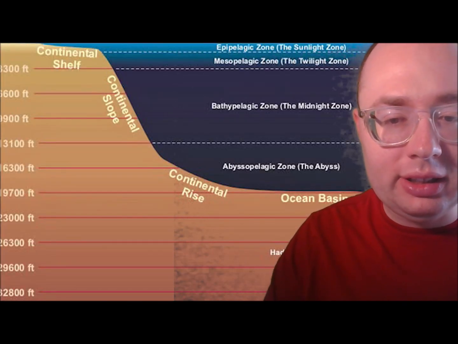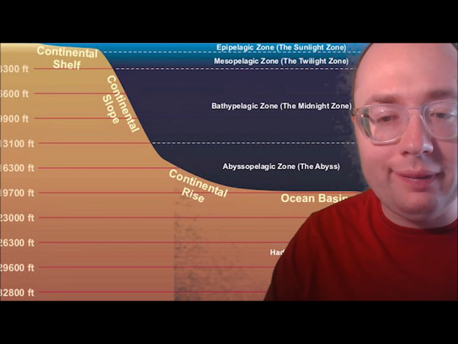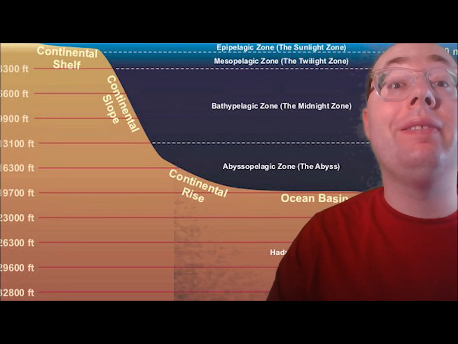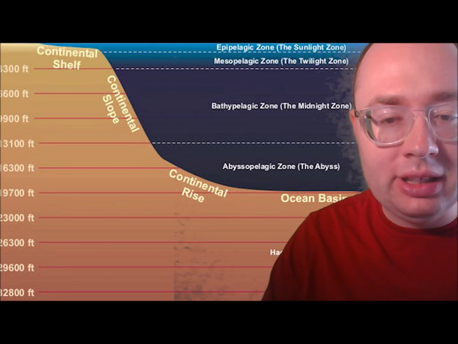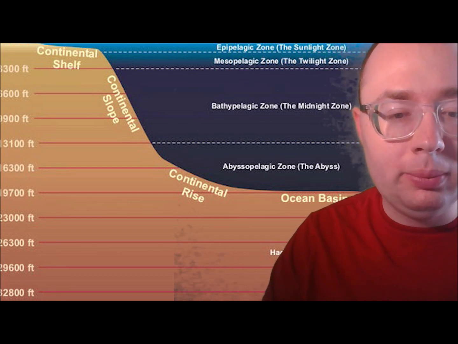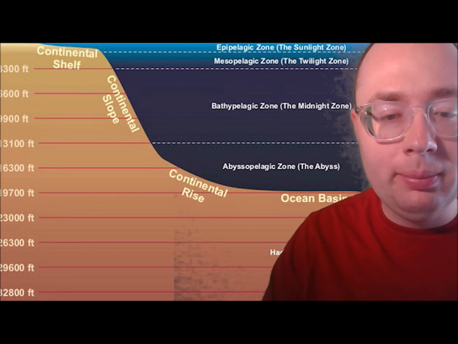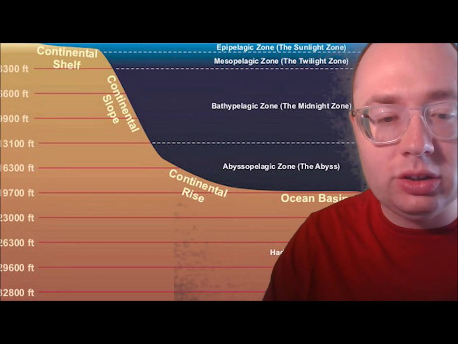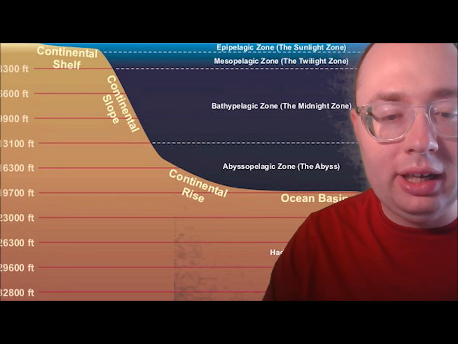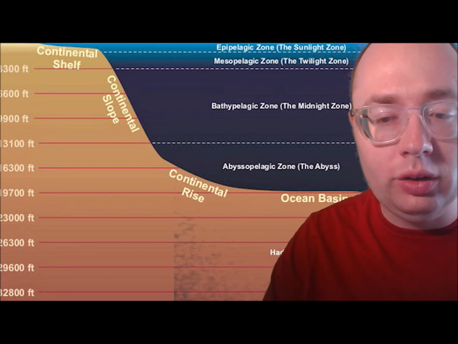The midnight zone extends from 3,200 feet to 13,000 feet. At this depth, the sunlight cannot penetrate at all, which means that the animals at this depth will need to generate their own light. Most of the animals here have tiny eyes or no eyes, as there is no light for them to see and therefore no use for eyes.